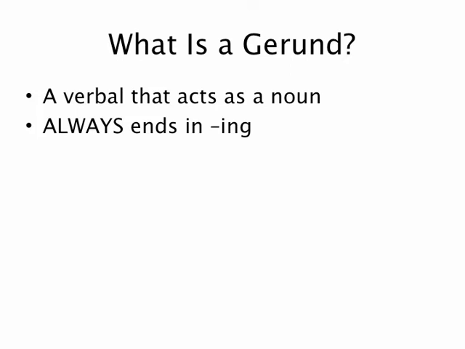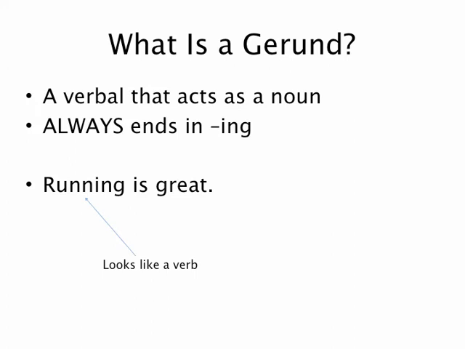Now, they always end in ing, and this will never break that rule. Gerunds are one of the things in the English language that will not break the rule. So, for example, running is great. Running looks like it's a verb, but we see that it's obviously in the subject spot. So it's acting like it's a noun because the running is not actually occurring in the sentence. So it looks like a verb, but it's going to act like a noun because it's in the subject spot.